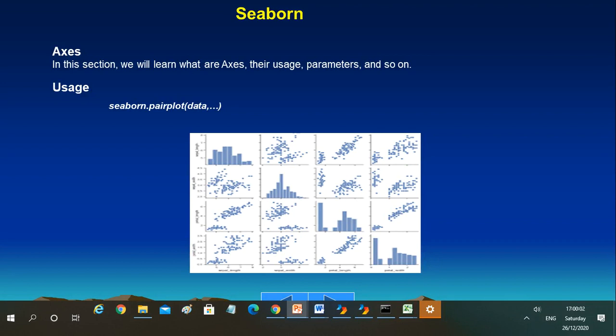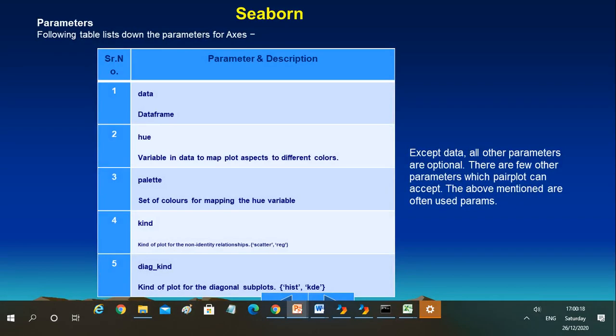In this section we will learn what the axes are, their usage, parameters, and so on. So the usage is the Seaborn pairplot, and you can make it one color, like here you are seeing a single color. You can have different colors, and you can change the colors as you feel like. The following table lists down the parameters. Data is the data frame, hue is the variable in the data to map plot aspects to different colors, palette is the set of colors for mapping the hue variable, kind is the kind of plot for non-identity relationships, and diag_kind is the kind of plot for the diagonal subplots. So these are the various parameters that can be used for drawing the plots.